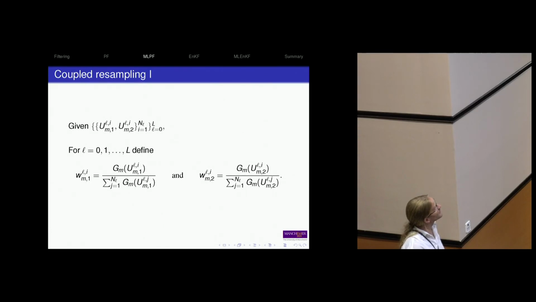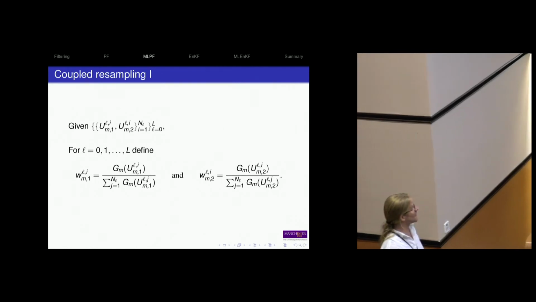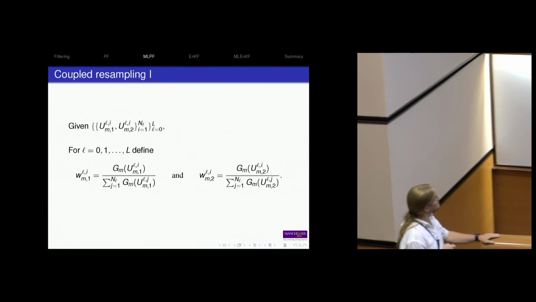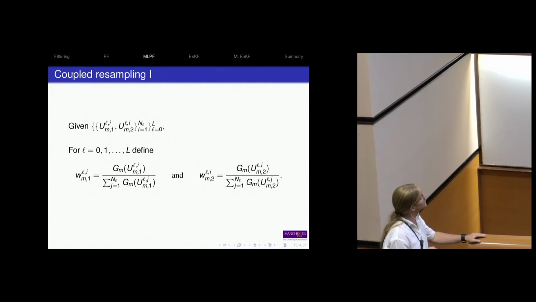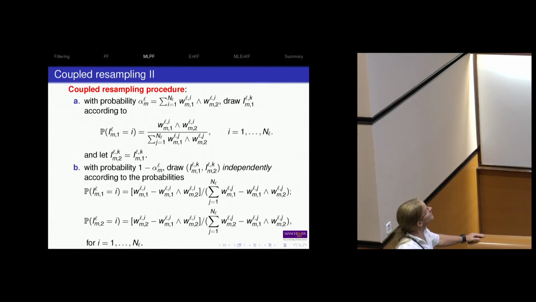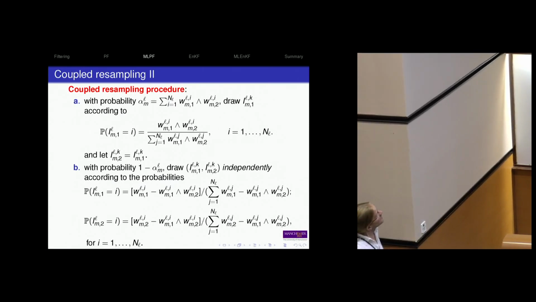So given a multi-level ensemble at time m, for each level we define the fine weights and the coarse weights, right? So this gives us two multinomials. We want our fine samples to be resampled according to this multinomial and our coarse samples to be resampled according to that multinomial, and we'd like for them to be coupled. So the maximal coupling works like this.